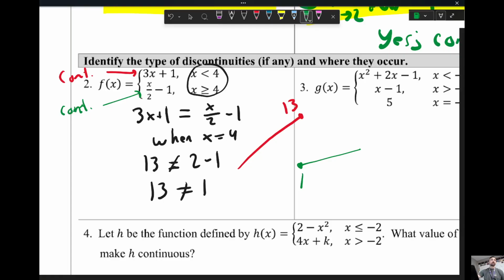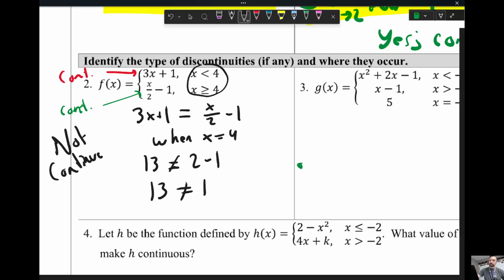These are not the same y value at x equals 4 when I need them to be. I need these pieces to be connected. So this would be not continuous, or discontinuous.